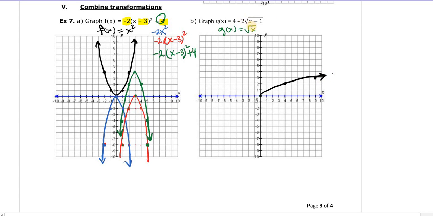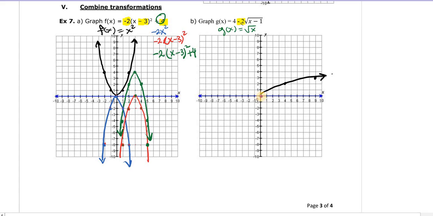Then this parent function reflected, and it was stretched vertically because we multiplied here with -2. So we will do the reflection and stretching. So it will reflect across the x-axis, and it's going to be stretching. So here is the second version.